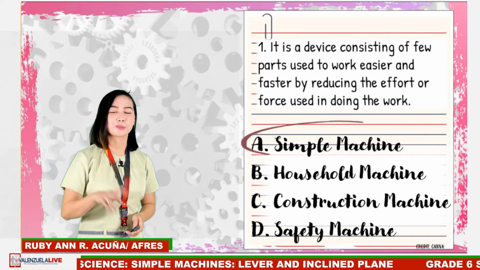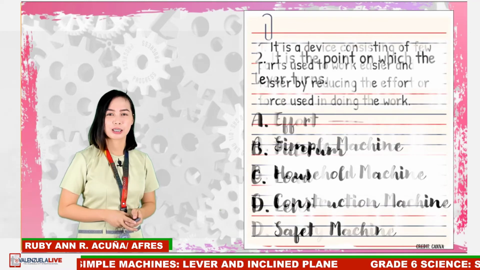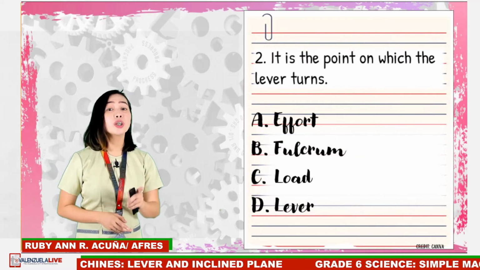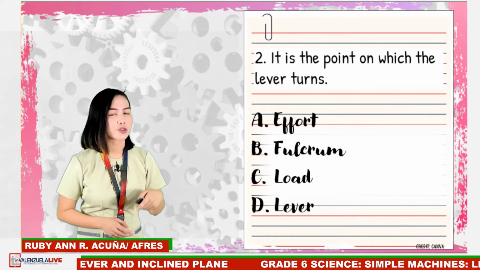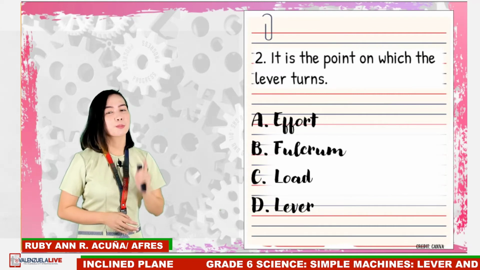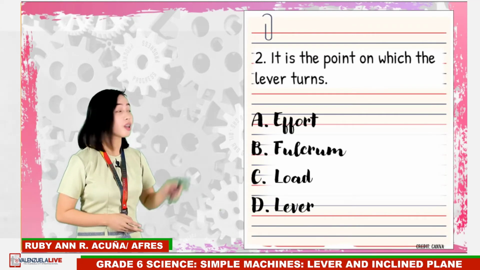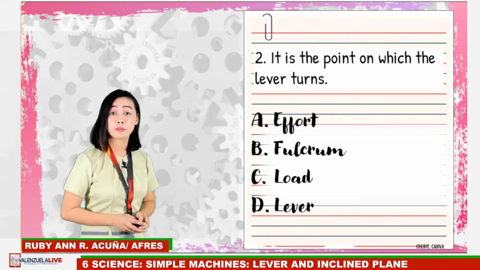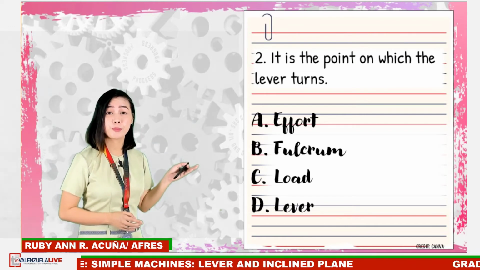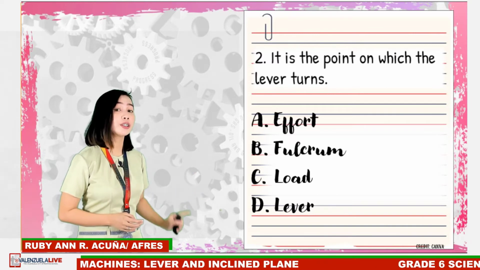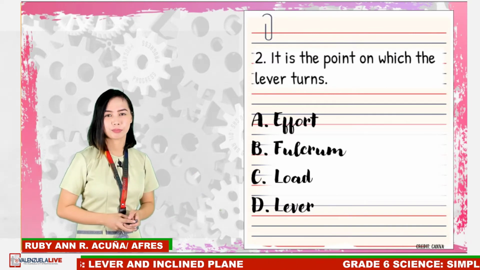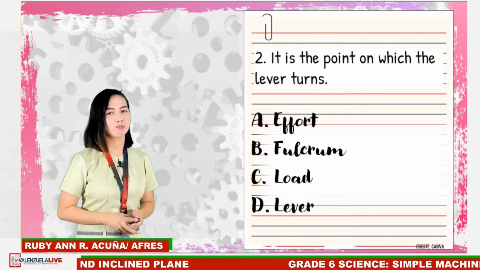Question number 2. It is the point on which the lever turns. Is it A, effort, B, fulcrum, C, load, or D, lever?